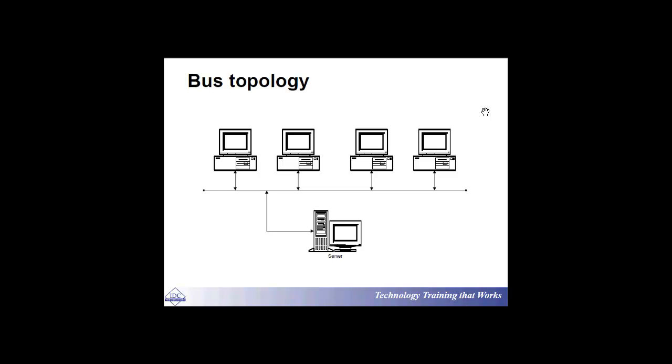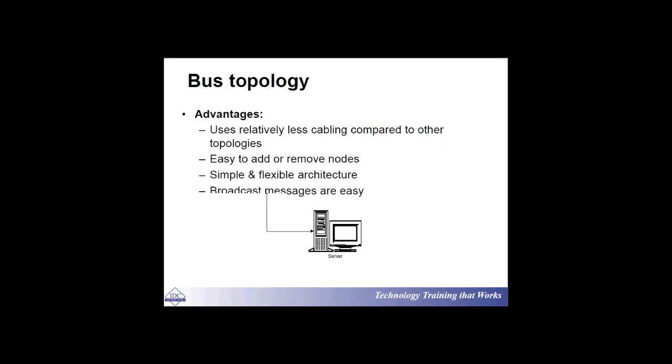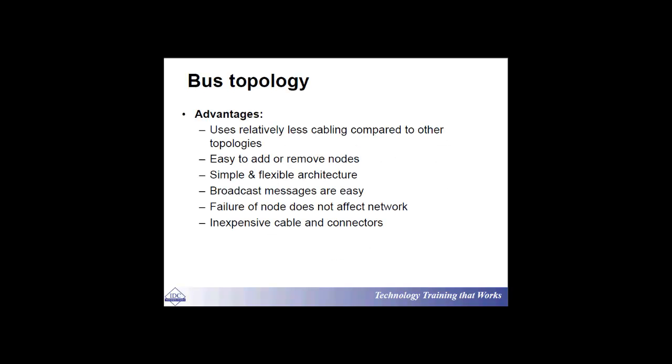So where does it come from? From that bus in between. So we are sharing the information. So advantages: it uses relatively less cabling compared to other topologies. So that's the idea. That's why they just connect all the computers in the office to the same server, to the same network.